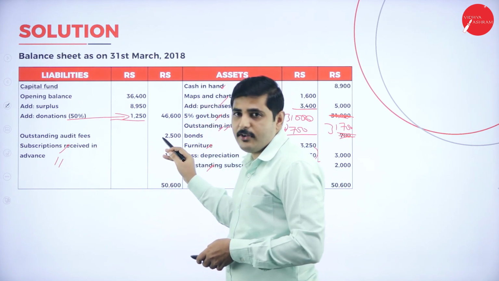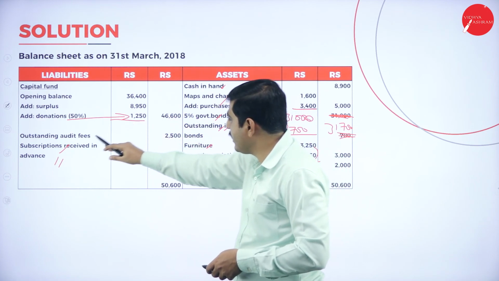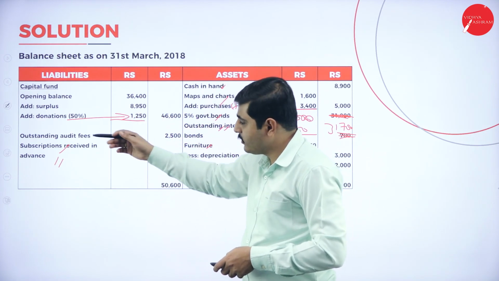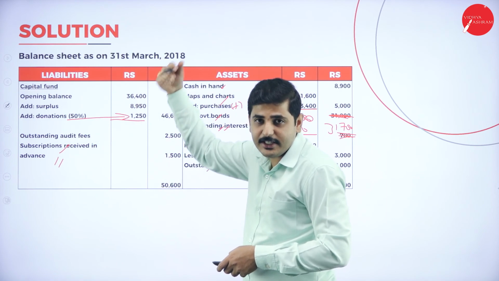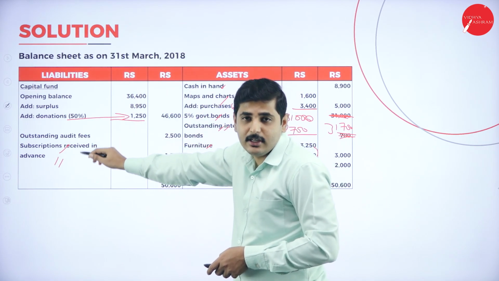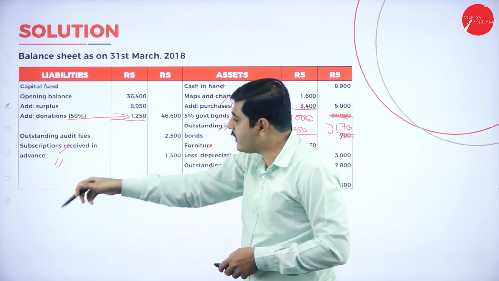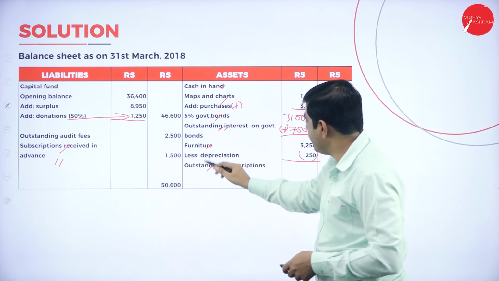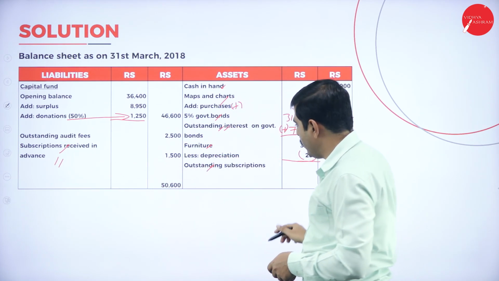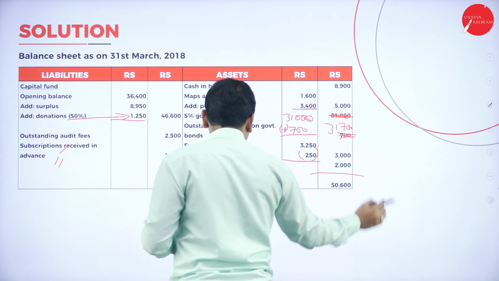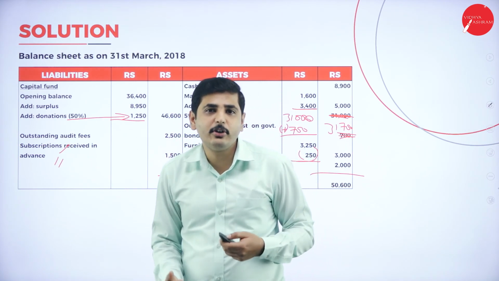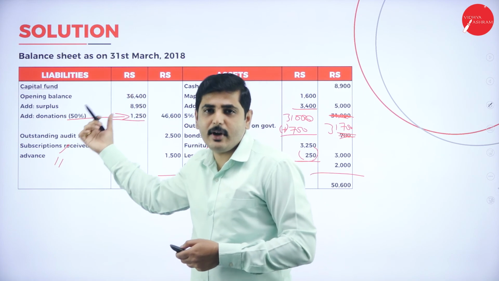Next one, outstanding audit fees, given in the adjustment, we have to show it here. Subscription received in advance: current year advance should be utilized next year, and previous year advance can be utilized in the current year. Show it here. Both sides should tally at 50,600. This is how we prepare the income and expenditure account and balance sheet.